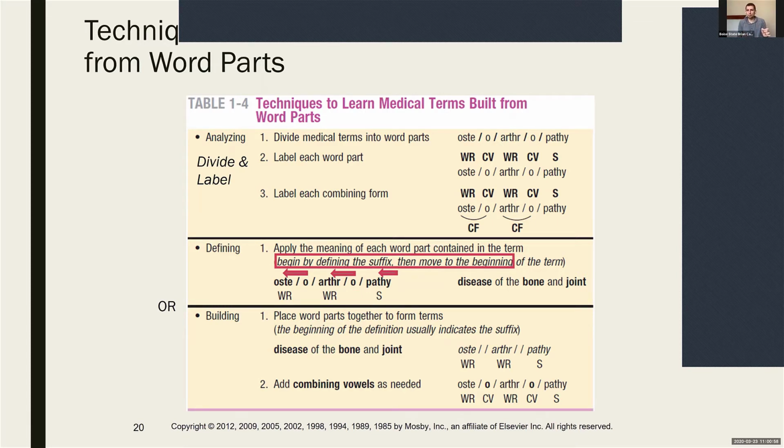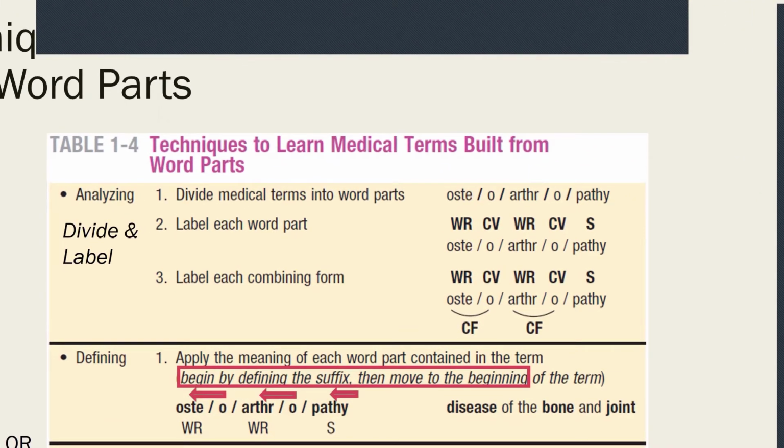So if we look at this first one, analyzing, we're going to divide and label. That's the essence of what this first part of the box means. You can see the word osteoarthropathy that we have listed there. You could do the same thing with osteoarthritis, that example we've been using, but here we've just added a little bit extra. So what we want to do is figure out where's my prefix, where's my suffix, where's my word root, and then where are my combining vowels. And you're going to put dashes between the word parts in order to identify that.